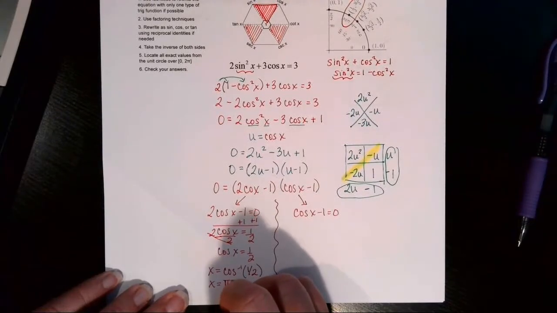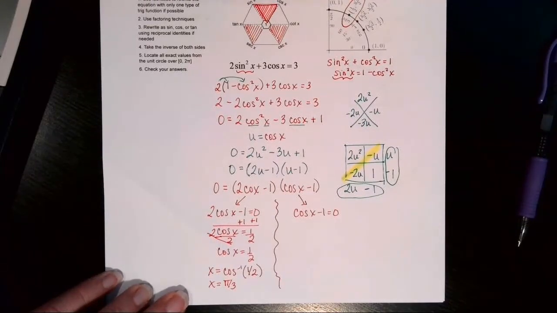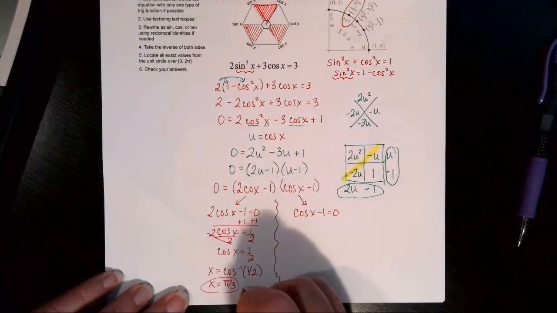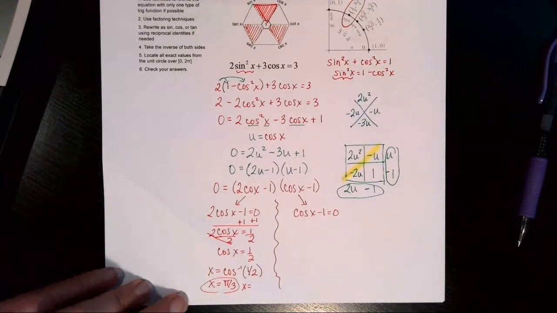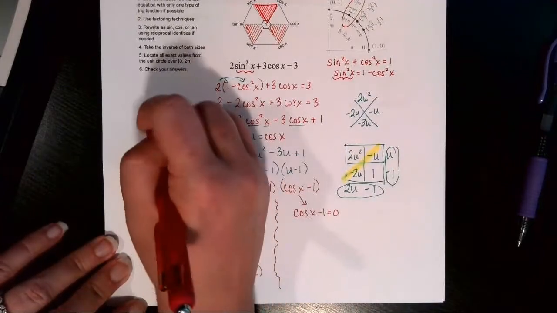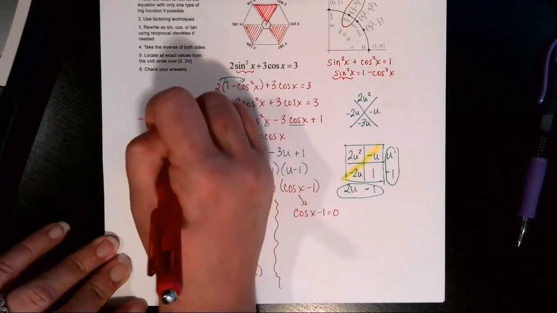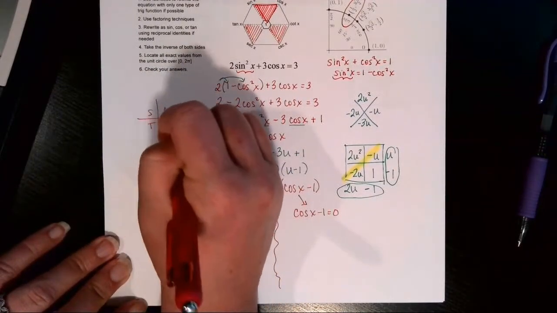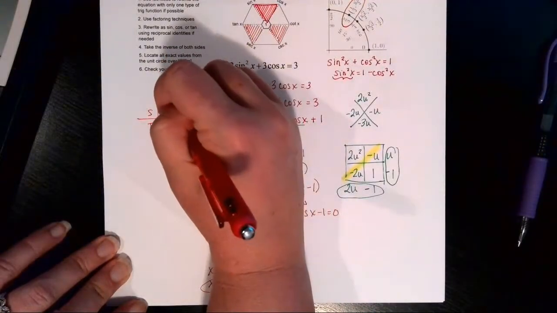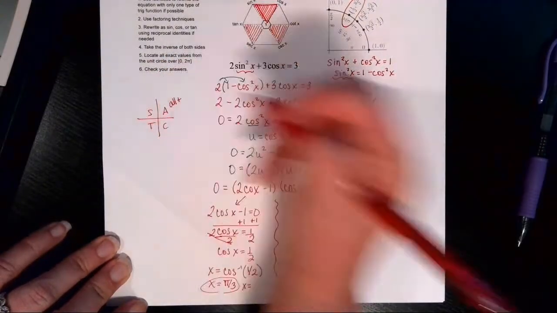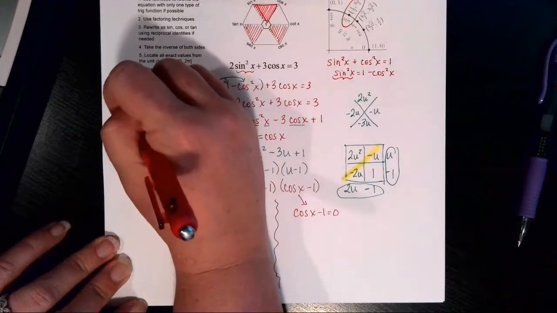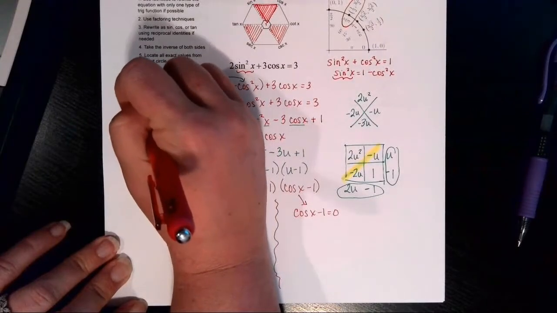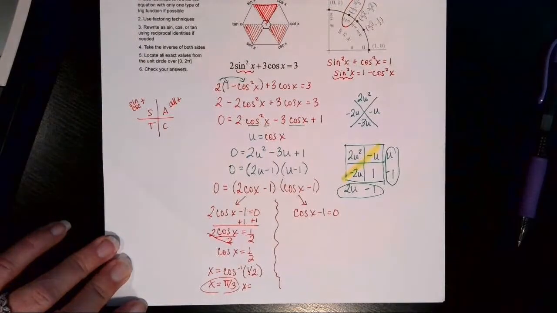So pi over 3 is one of the solutions. Then we will have a second solution in the other quadrant where cosine is positive. So if we remember that acronym, all students take calculus, the A tells us that all 6 trig functions are positive in quadrant 1. The S reminds us that sine and its reciprocal cosecant are positive in quadrant 2.